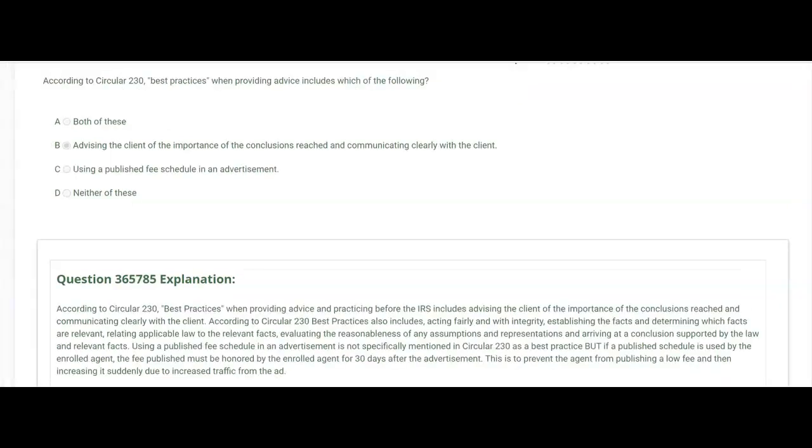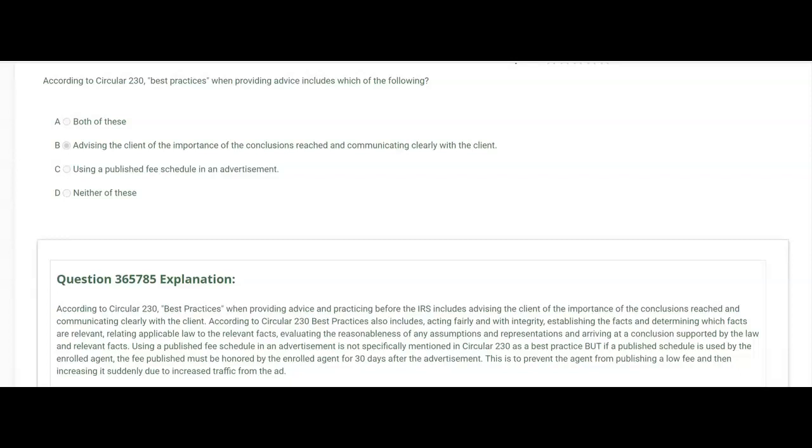According to Circular 230, best practices when providing advice includes which of the following? Advising the client of the importance of the conclusions reached and communicating clearly with the client. Sure. What about C? Using a published fee schedule in an advertisement. No, that's not necessarily mentioned in Circular 230 as being a best practice.